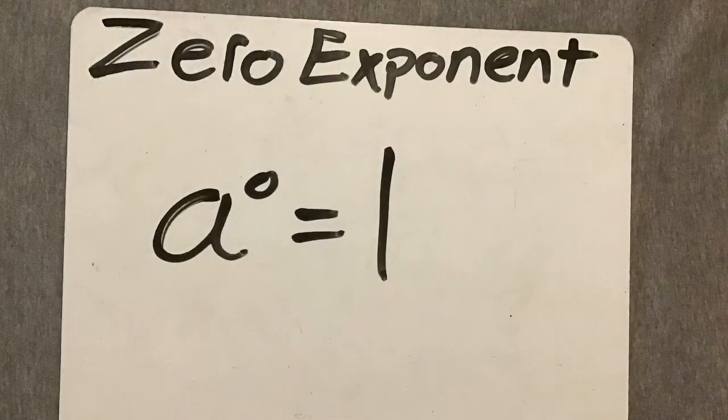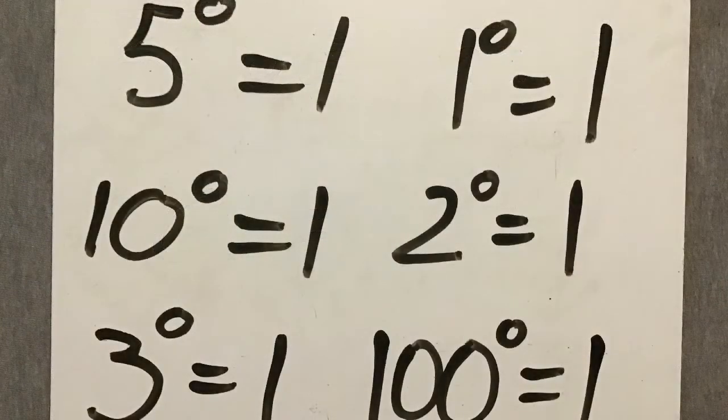The next rule is the zero exponent. This means any number raised to an exponent of 0 equals 1. Here are some examples. All of these equal 1. So I have 5 raised to the 0 power, 1 raised to the 0 power, 10 raised to the 0 power, 2 raised to the 0 power, 3 raised to the 0 power, and 100 to the 0 power, all equal 1.